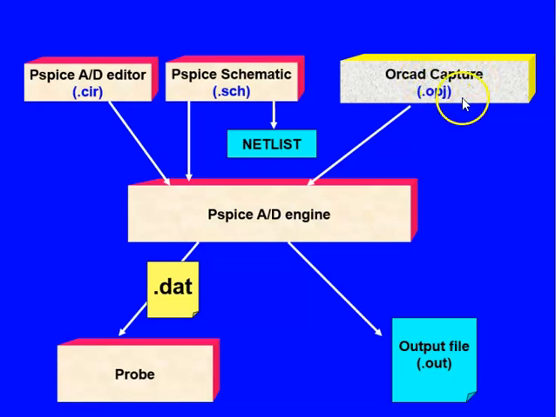Then this OrCAD Capture schematic will go directly to PSpice and another digital engine, and it will directly give the output in Probe. The PSpice schematic will generate the netlist. The netlist file is the same as the .cir circuit file. The system will automatically generate the netlist file from the schematic diagram.